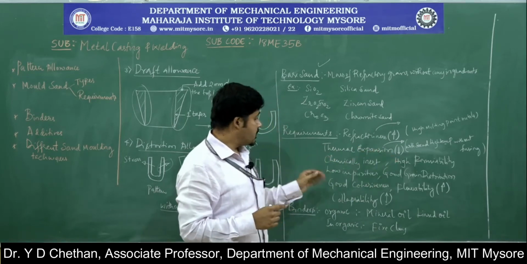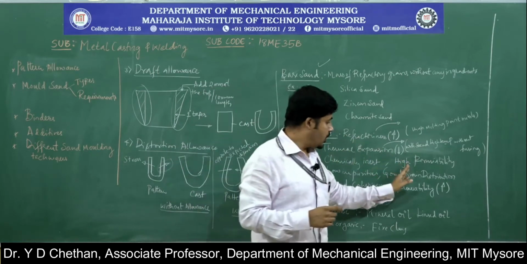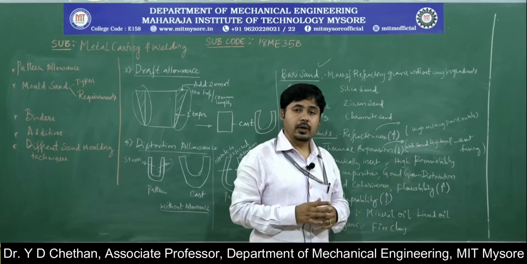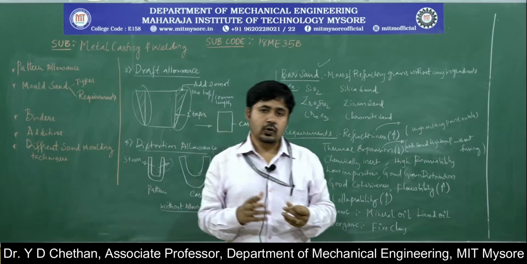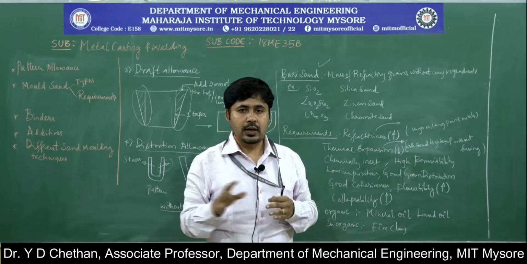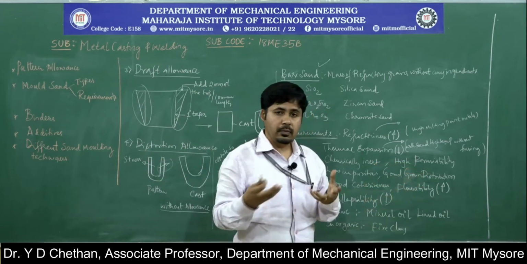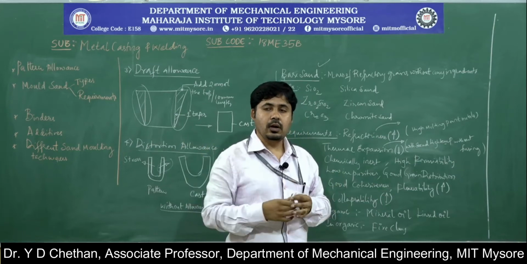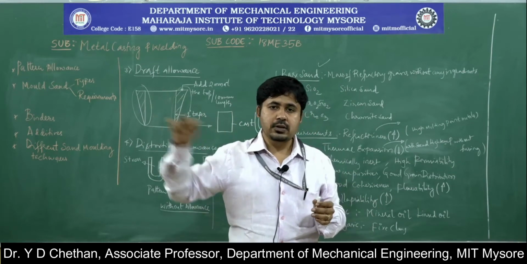The next property is that it should be chemically inert. Then the next requirement is that it should possess high permeability. As I said earlier, permeability is the ability of a sand to let the hot gases out of the system. That is called permeability, which permits the hot gases to get out of the system.